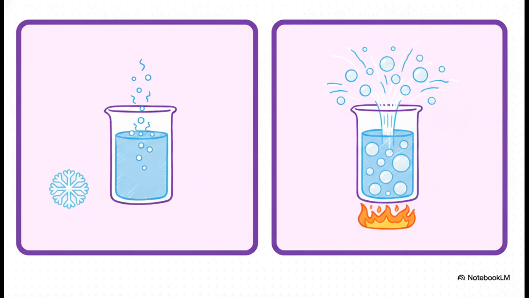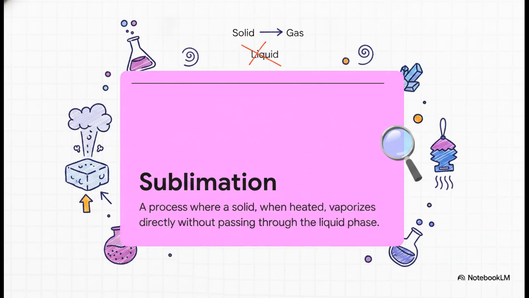Boiling, on the other hand, is a highly energetic phase change happening throughout the whole liquid. It creates bubbles everywhere, it only happens at a specific temperature when the vapor pressure matches the atmospheric pressure, and it absolutely does not result in cooling. But you know what? Sometimes matter just completely breaks the rules and skips a step.